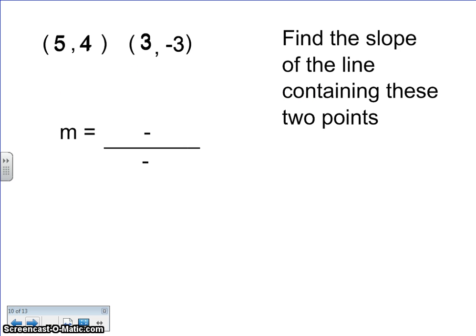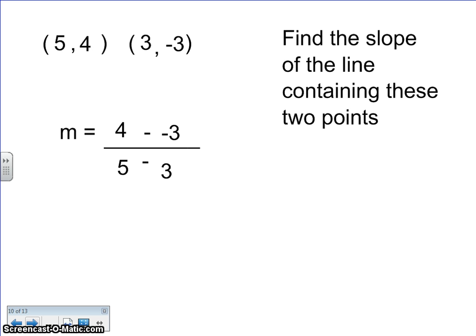So let's take a look at this. Now, we don't have a picture here, but we have the coordinates of 2 points that are on the line, and we want to find the slope of this line. Remember, it's rise over run, so the y coordinates are going to go on the top. The y coordinate from the first point is 4. The y coordinate from the second point is -3. They go on top. The x coordinate from the first point is 5. And the x coordinate from the second point is 3, so those numbers go on the bottom. So this is how we figure out the slope when we're given 2 points.